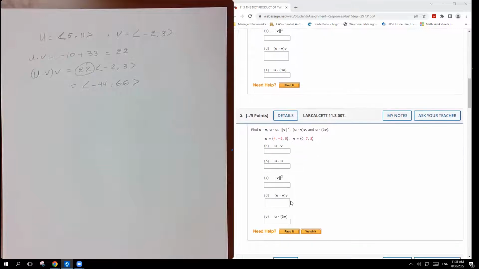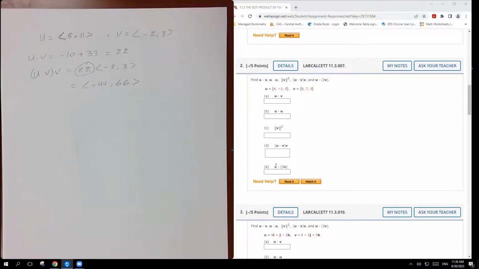The same thing here with this one. You're going to do exactly the same thing here. With this example, E, be careful. You have to multiply 3 with the vector v first. You're going to get a new vector. Then with the new vector, you're going to do the dot product with the u. Okay?